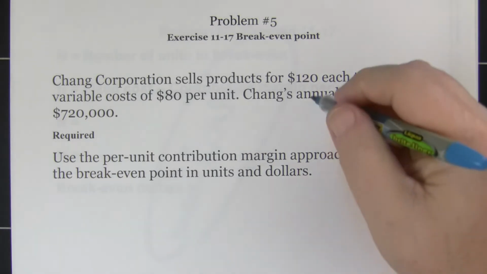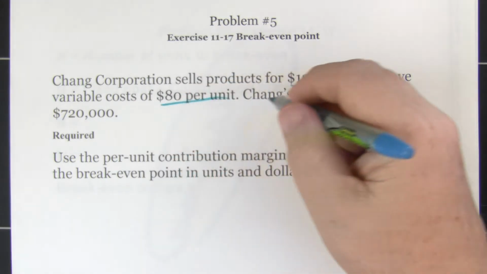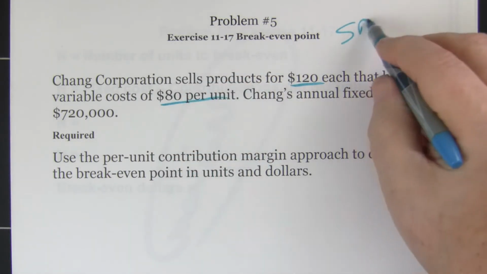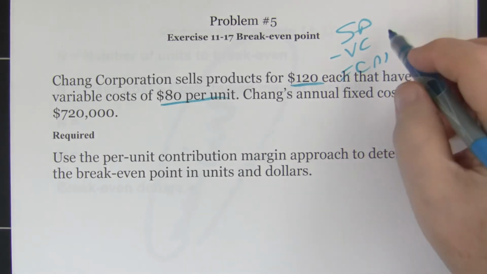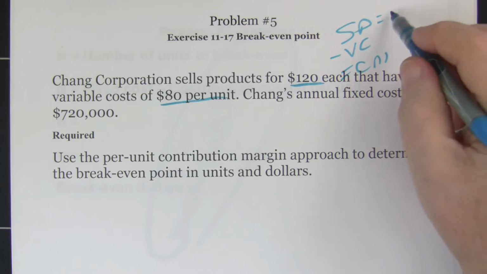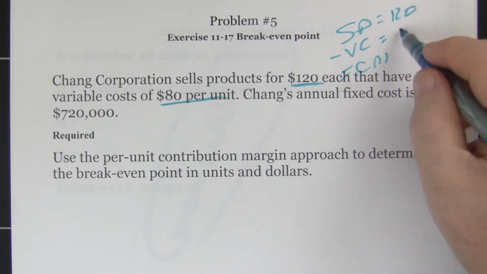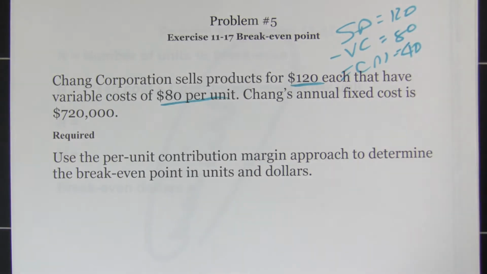They sell these products for $120 each. They have variable cost of $80 each. Selling price minus variable cost equals contribution margin. So selling price is $120, variable costs are $80, contribution margin is $40.